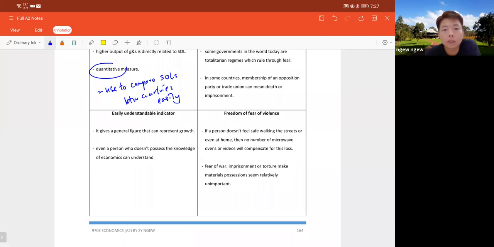Next, in some countries maybe GDP per capita is really high, but people are not free from fear of violence. Maybe in some countries, people are free to possess weapons or guns or whatever. So GDP per capita may be really high, but you don't know how safe you are when you're walking on the street. This also makes GDP not a good indicator for quality of life and standard of living, because quality of life and standard of living take this into account.